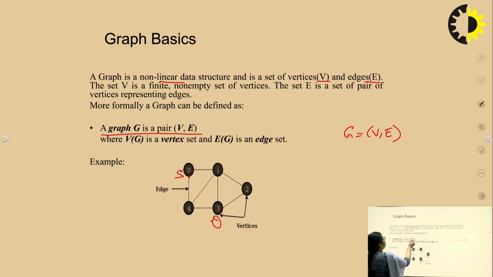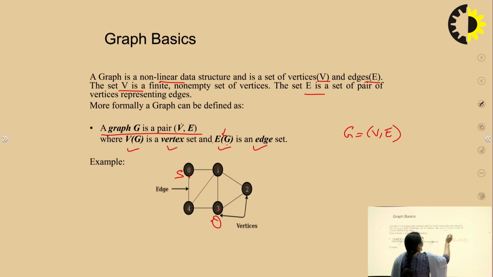Now what is V? V is the vertex set of the graph, and E is the edge set of this particular graph G. Now let us talk about what these edges and vertices are. Let us start with vertex. The set V is a finite non-empty set of vertices, which we can also call nodes. The set E is the set of pairs of vertices representing edges.